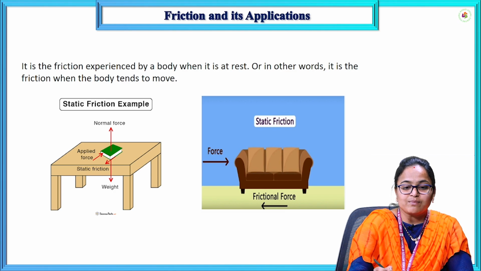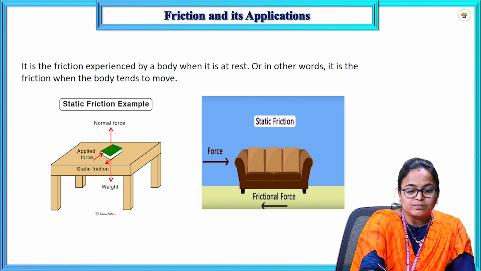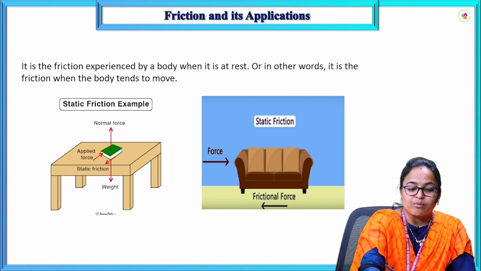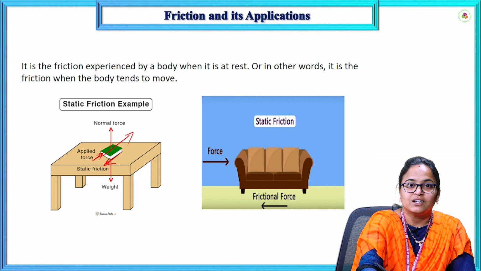condition. For example, if we see a book on the table, this book is placed on the table. It is not moving because static friction is acting here. This is the self-weight of the book, always acting downwards. This is the applied force. Due to the applied force, the book would move like this, but static friction will act like this. So due to static friction, the book is stable, at rest on the table.